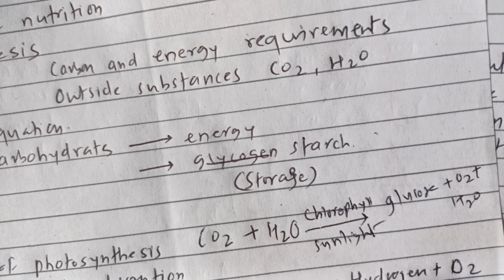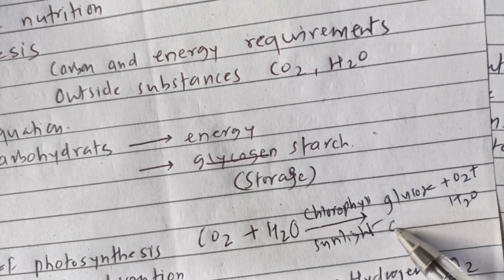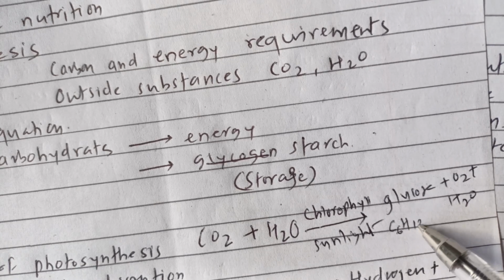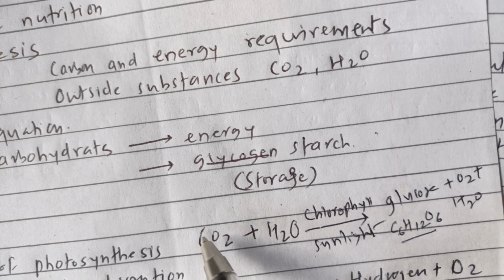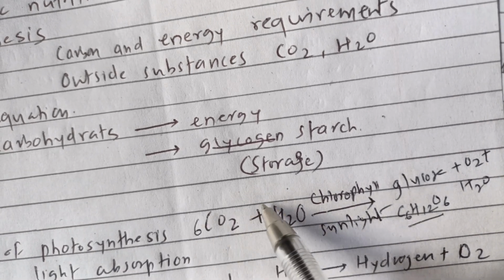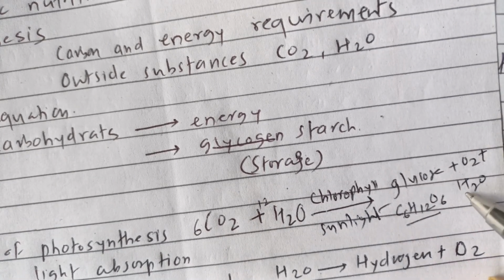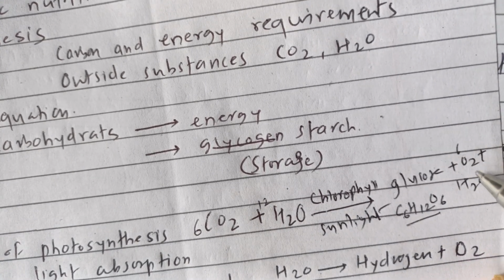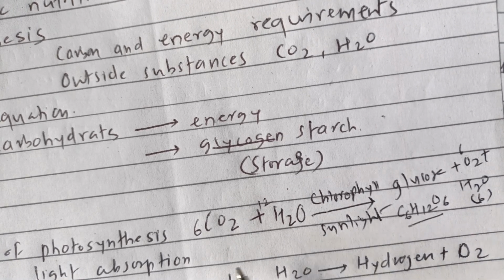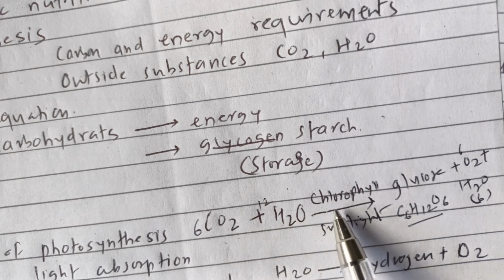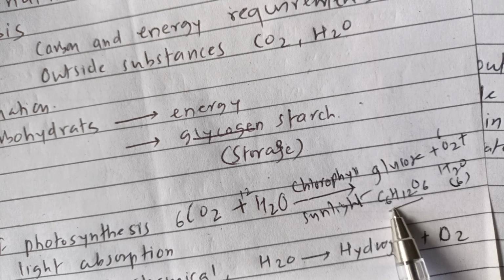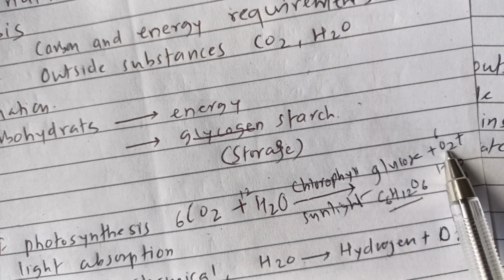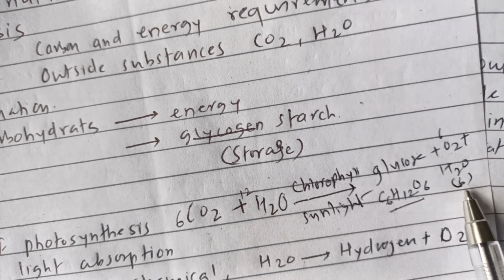To balance this equation, glucose will be C6H12O6. To balance this equation we have to put 6 here, 12 water, and again 6 oxygen and 6 water molecules. So 6 CO2, 12 H2O in presence of chlorophyll and sunlight will give rise to 1 molecule of glucose, that is C6H12O6, 6 molecules of oxygen and 6 molecules of water.